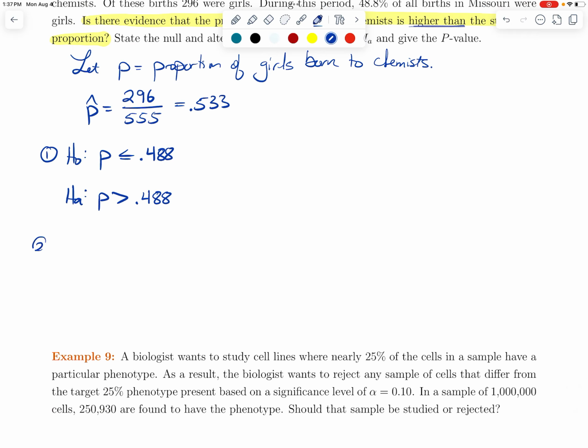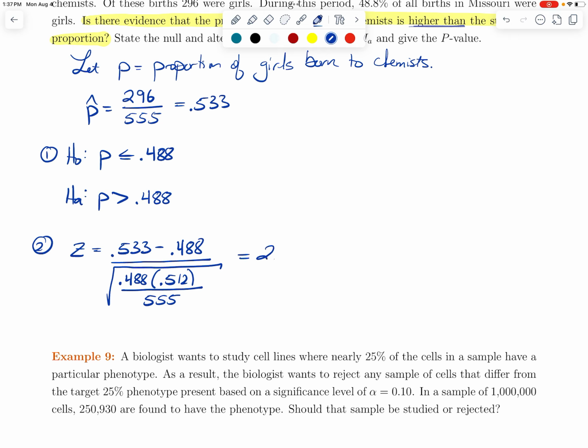The second step is to compute our Z statistic. So Z here is P hat, 0.533, subtract the null hypothesis value, which is 0.488. And I want to divide by the square root of 0.488, that same value, times 1 minus that value, which is 0.512, and then all of that over the sample size of 555. You can run that in a calculator and you should get 2.12 and change. 2.12 is close enough. And so now we can move on to step 3.